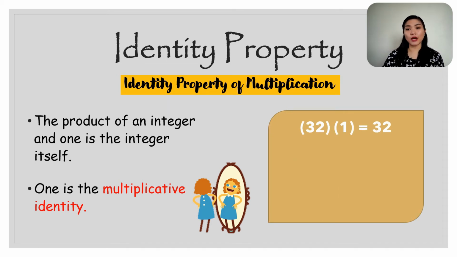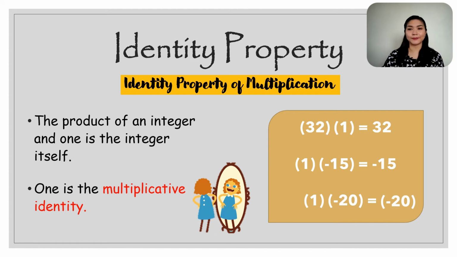32 times 1 equals 32. 1 times -15 equals -15. And what do you think is the product of 1 times -20? Very good. Their product is -20.